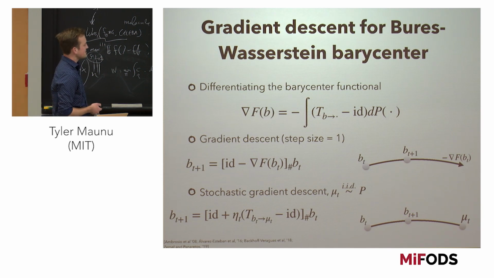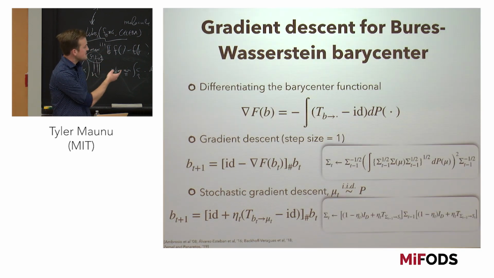In the stochastic gradient descent case, I'm sampling a mu_t distributed according to my distribution P. And at each iteration, I'm pushing towards this new mu_t with some step size eta_t. Right? So I'm pushing along the geodesic to get my next estimate, b_{t+1}.